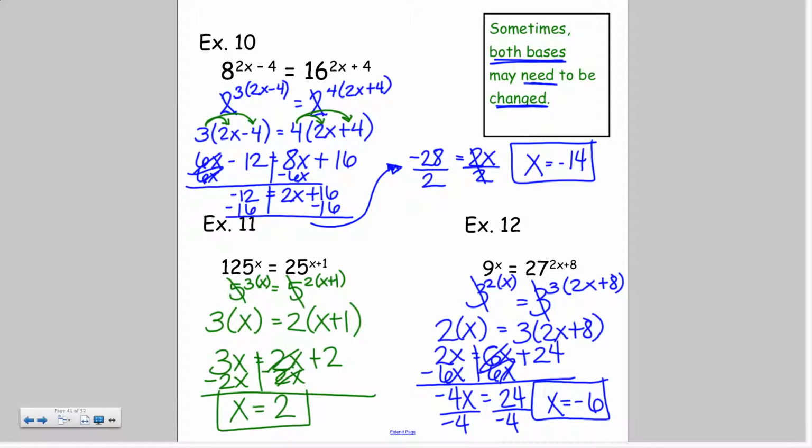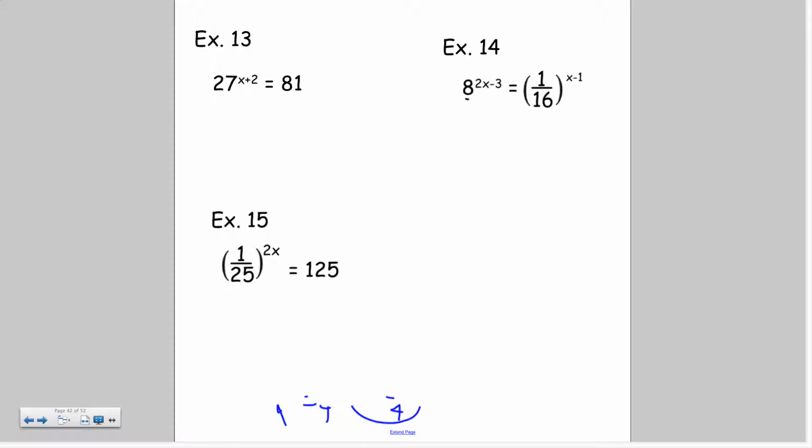All right. So we have 3 more, and then we will be done with solving. All right, so for number 13, same concept. See if you can find the same bases and all. If you want to pause and try these, go ahead.